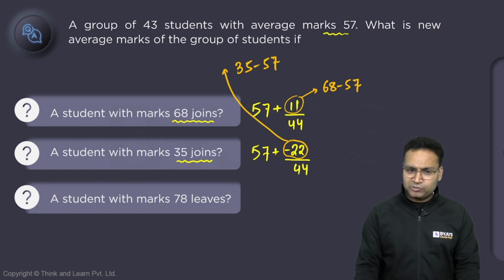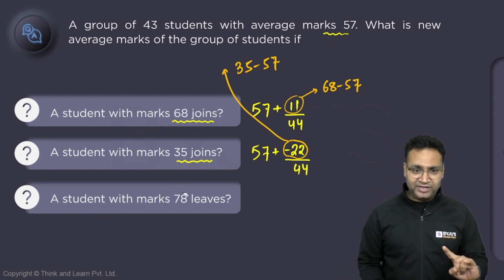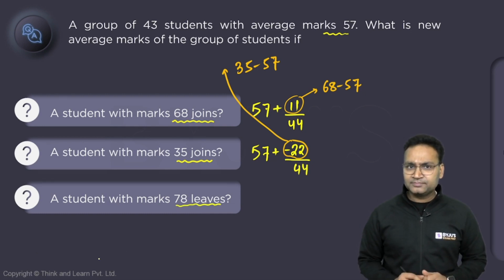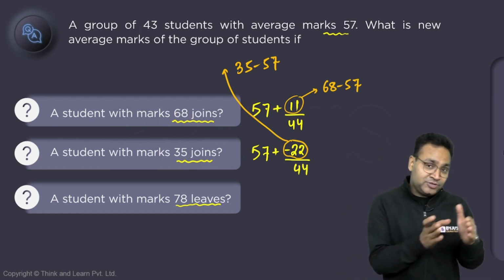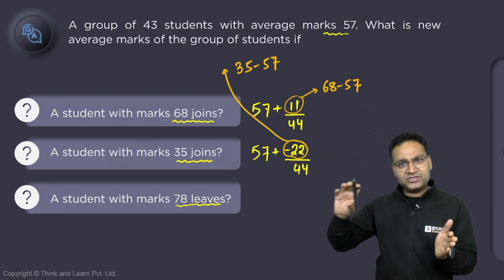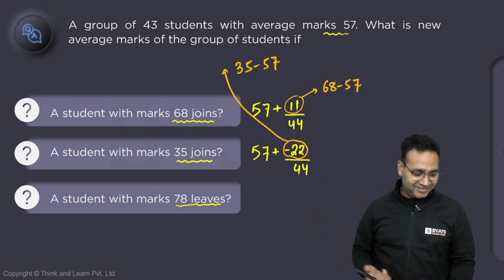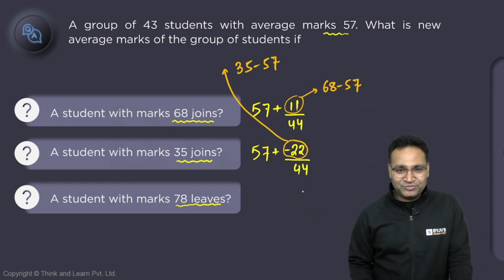And let's look at another scenario. A student with mark 78 leaves. So tell me, is this 78 poor or rich in comparison to the original average? This is rich. Imagine a case that a richer person is leaving the group. It is like from your class, the highest scorer is leaving the class. What will happen? Obviously, the average will decrease. So let's see how the average will decrease.